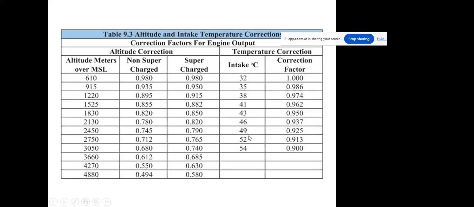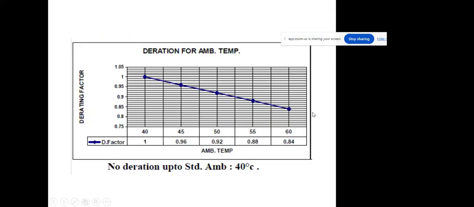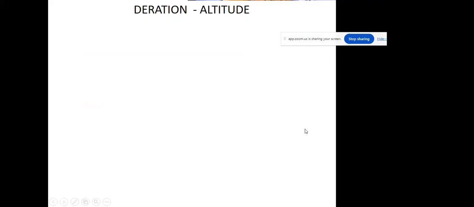Similarly for temperatures also. At 40 degrees ambient, there is no derating factor. At 40 degrees, it is 1. As the temperature goes on increasing, we have to consider a higher derating factor. So this table is also given in our book. This is a graphical presentation, the same thing.